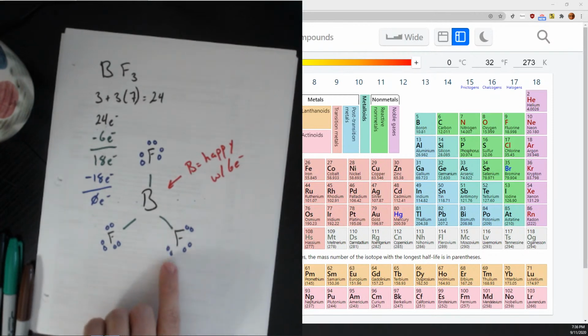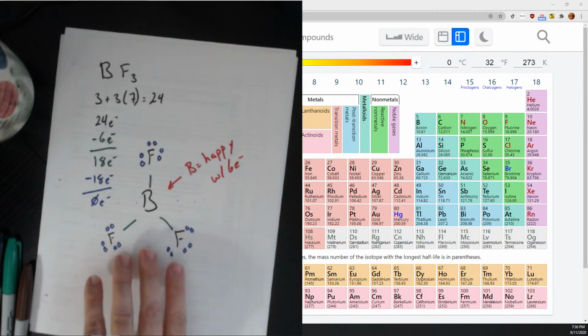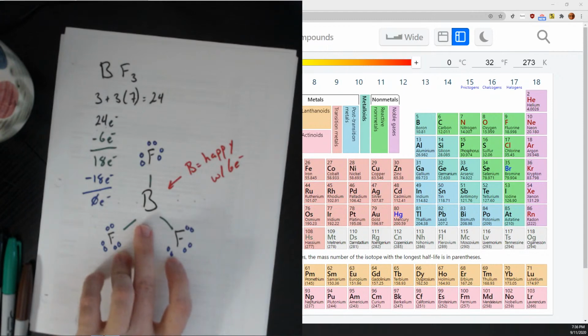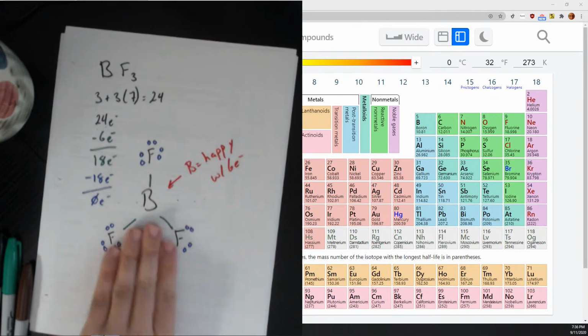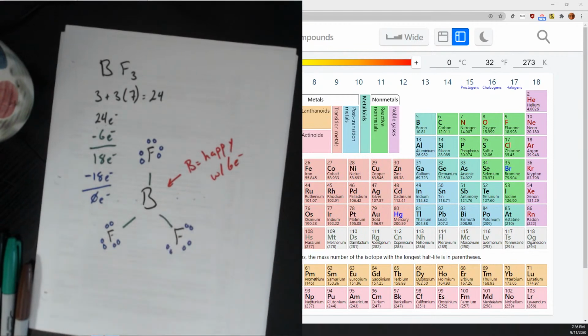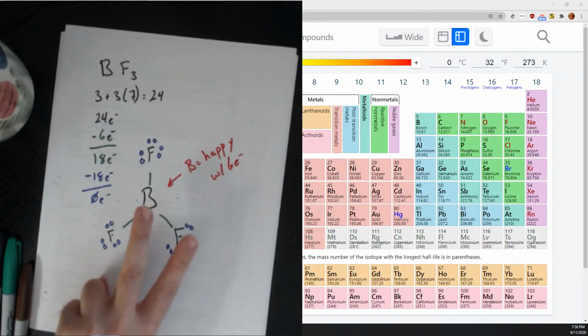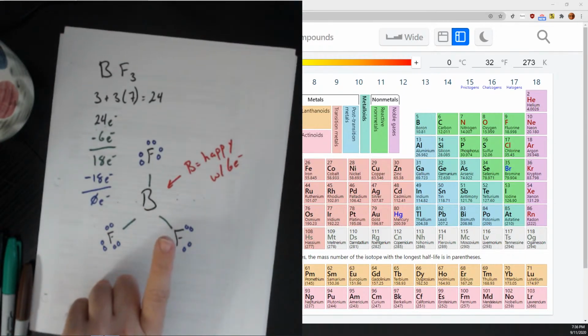But the fact is that these fluorines are perfectly happy to stay right where they are and not donate a lone pair to form a double bond. And boron isn't going to push the issue. So boron will stop here with a total of 6 electrons. It is happy with that unfilled octet. So that is the second exception that you need to know. First up, hydrogen only ever goes to 2. Boron is happy to stop at 6.